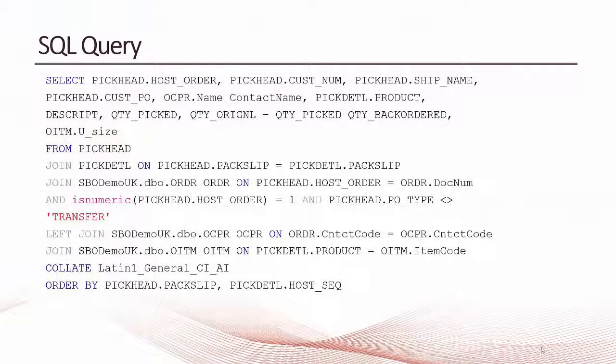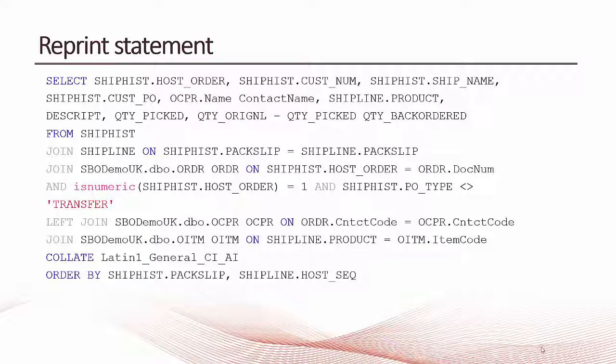SQL queries or SQL views can get really complicated, and it really depends on the customer requirements what the necessary joins in the view are, and make sure that you always group the fields correctly, and then you have the correct join on the database. This is another example of the SQL query for the delivery note. And then there is also the reprint statement, which needs to look at all the ship history details.